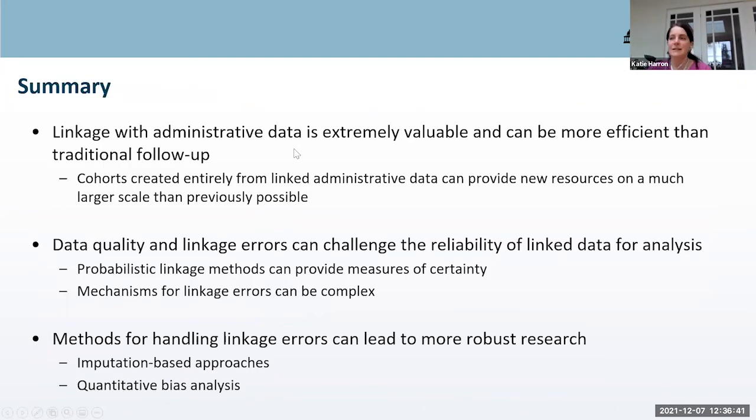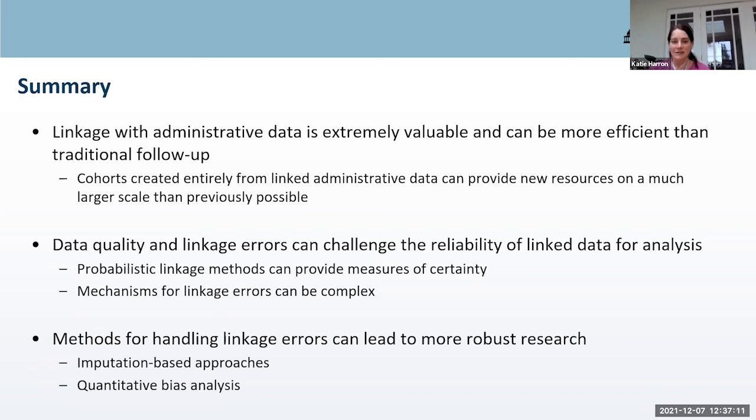So to summarise, hopefully I've demonstrated that linkage with administrative data is extremely valuable, and it can be more efficient than traditional follow-up. We can create cohorts entirely from linked administrative data to provide a much larger scale analysis than has previously been possible. And we can also use linkage to supplement primary data collection in trials or cohorts or surveys.